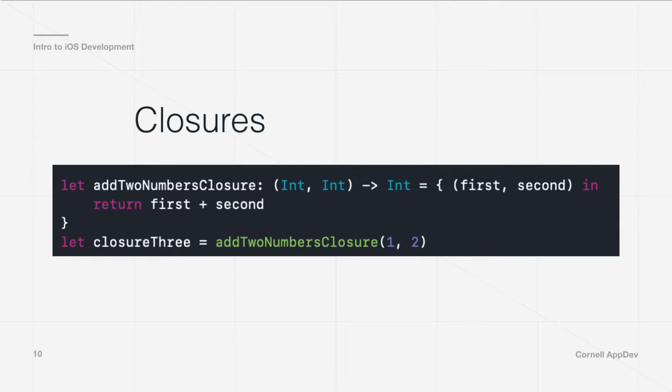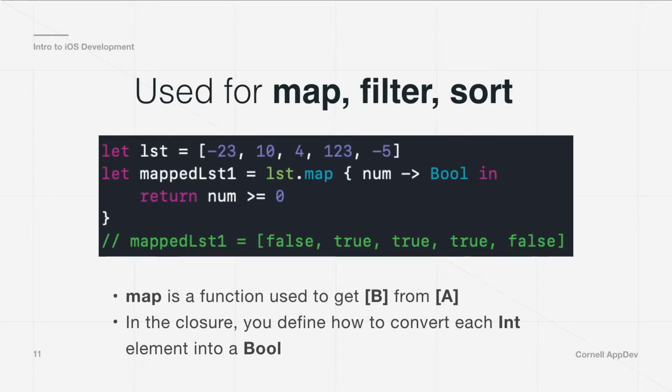So you're probably wondering, this is basically the same thing as writing a function that takes in two integers. So why is it different? You can also use it for some really cool functionalities, especially with arrays. You can see here there are 3 functions that are really useful in Swift: map, filter, and sort.